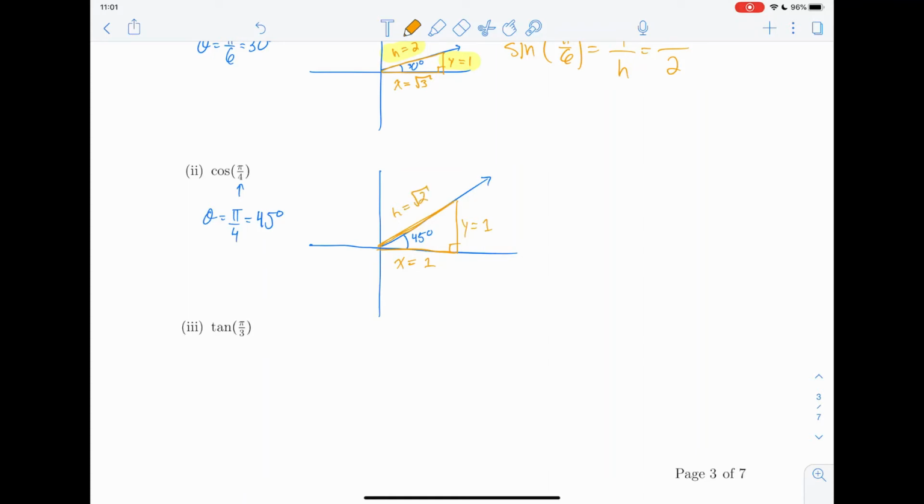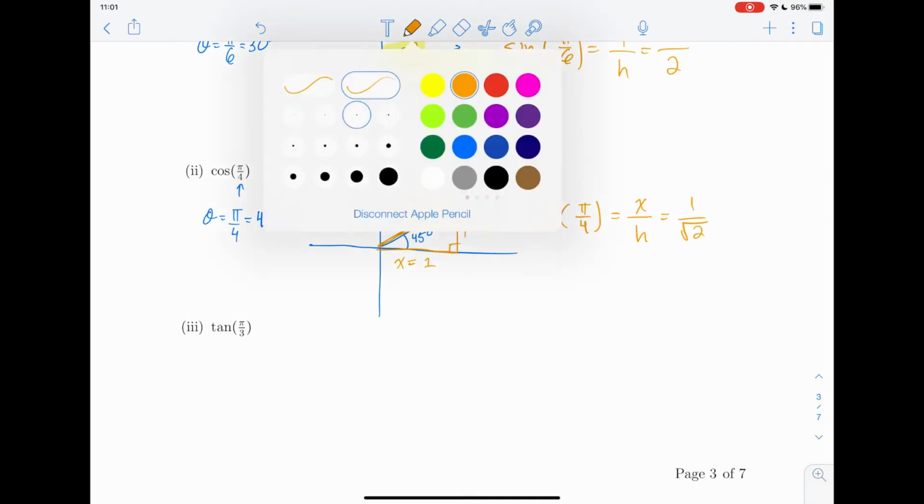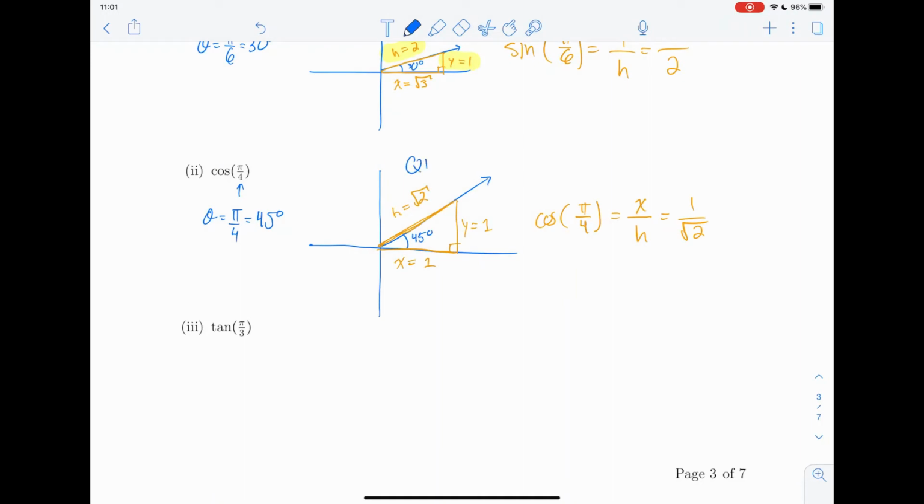And therefore, cosine of pi over 4, we remember that cosine is adjacent over hypotenuse, so that's x over h, and here we're going to get 1 over square root of 2. We might confirm for ourselves that here we're still in quadrant 1, so just like we were before, we're bound by the A part of all students take calculus, and the A part tells us that our answer should be positive, which it is. So that means we've done everything correct.